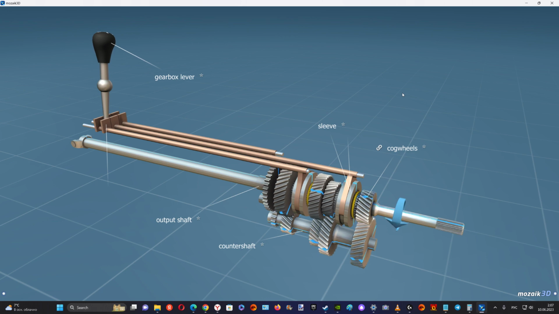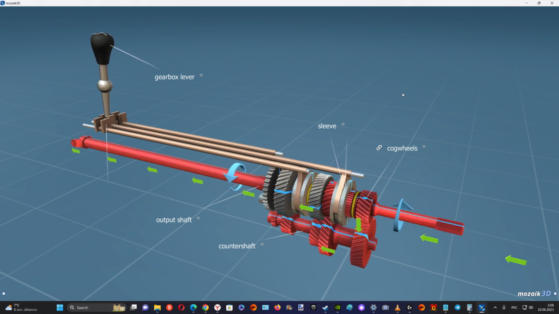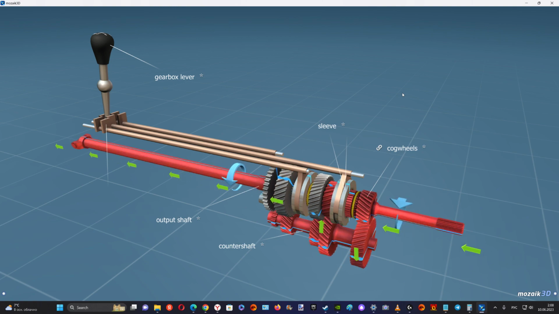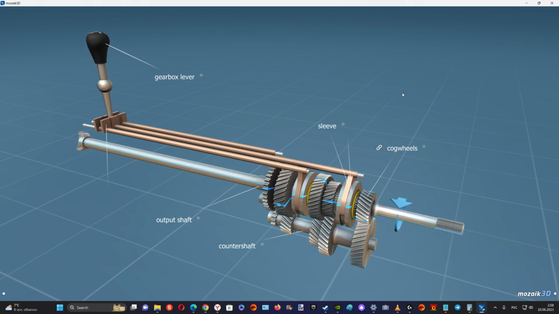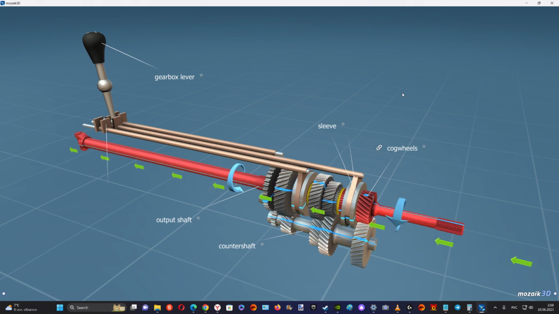In third gear, the sleeve fixes the third gear to the shaft. The drive goes through the third gear on the lay shaft and the third gear on the spline shaft. The speed is increased while the torque is being lowered. In fourth gear, the speed increases further by lowering torque.